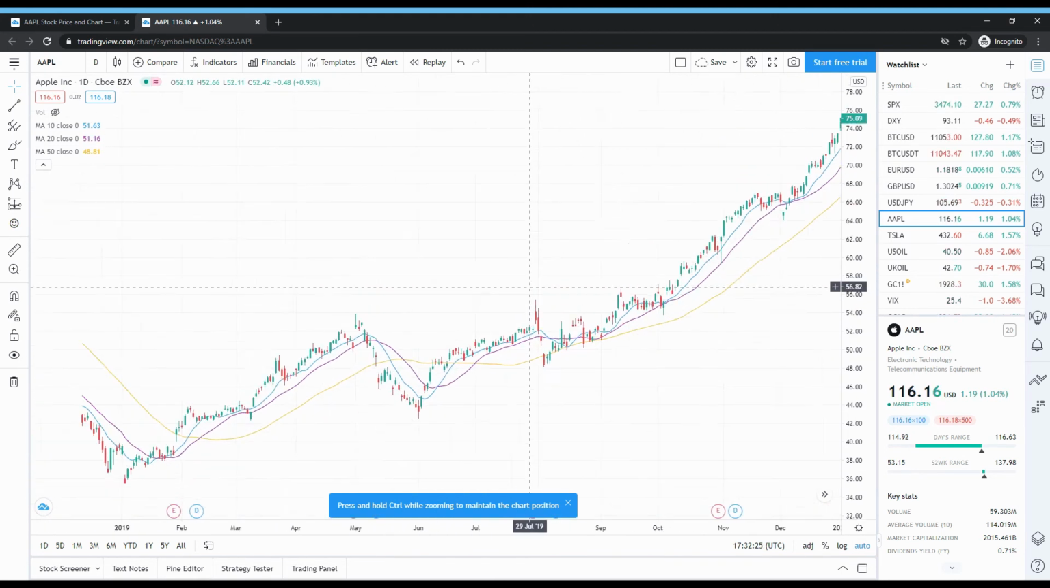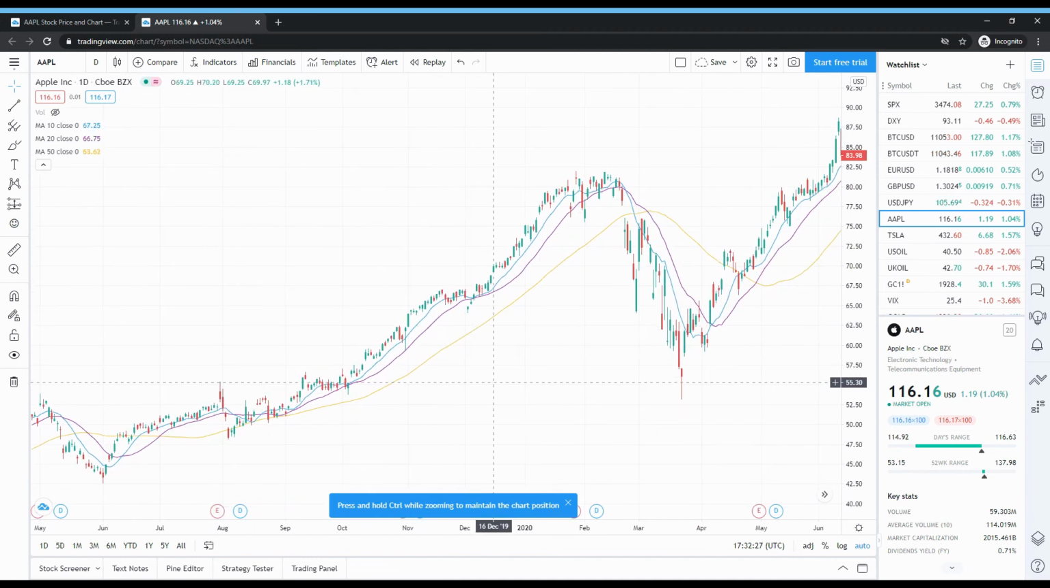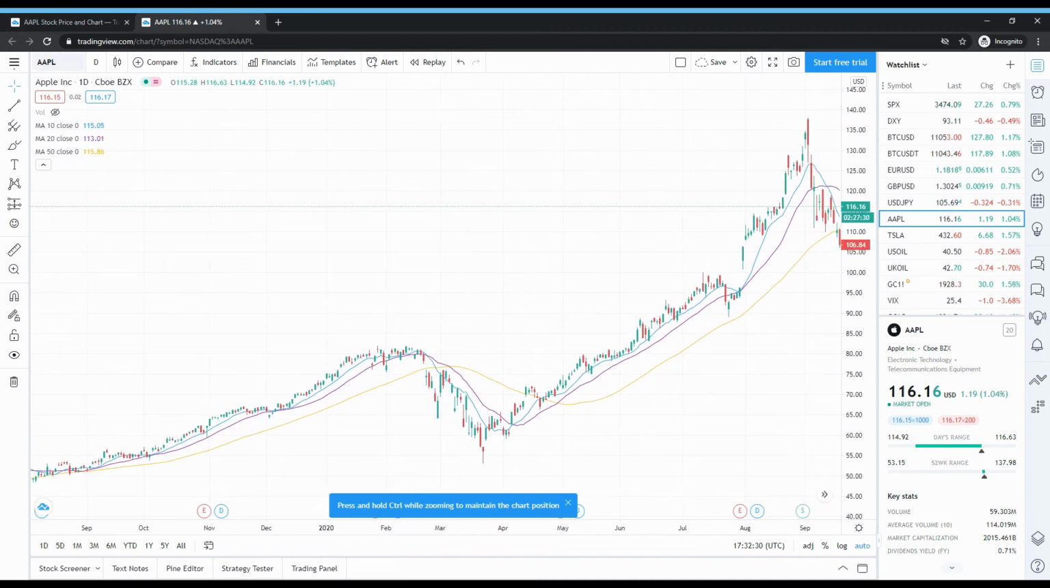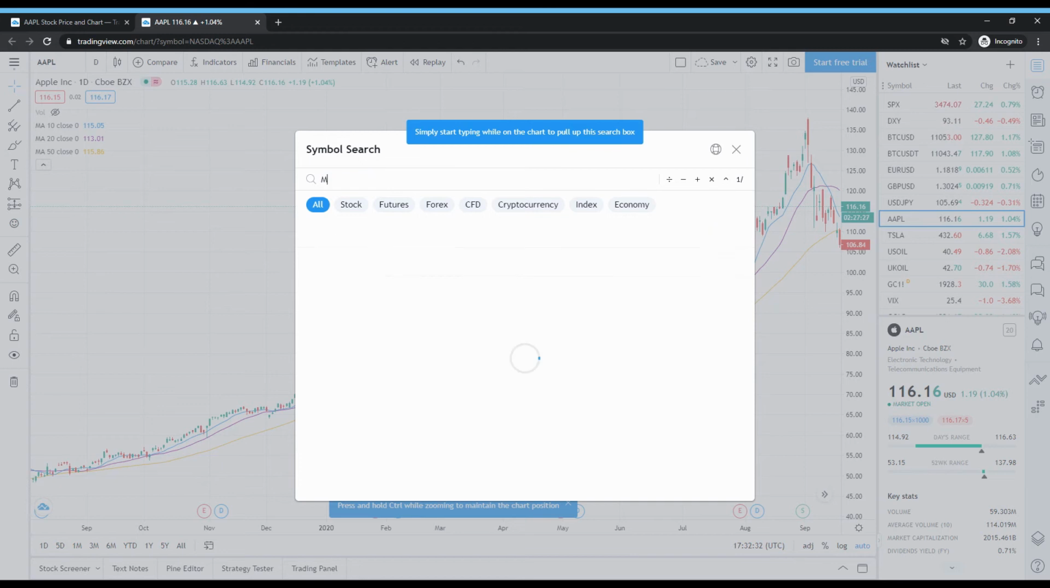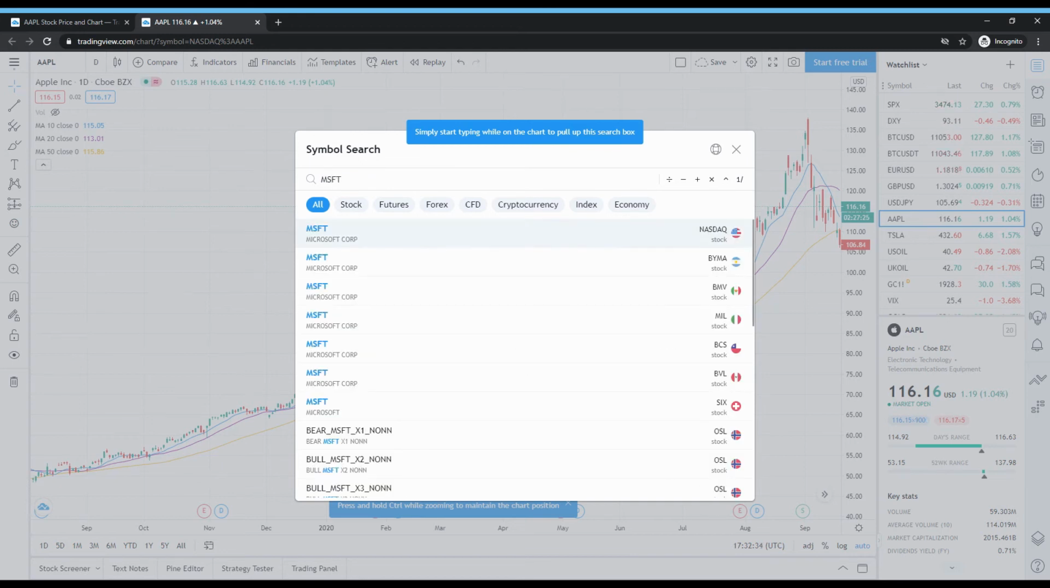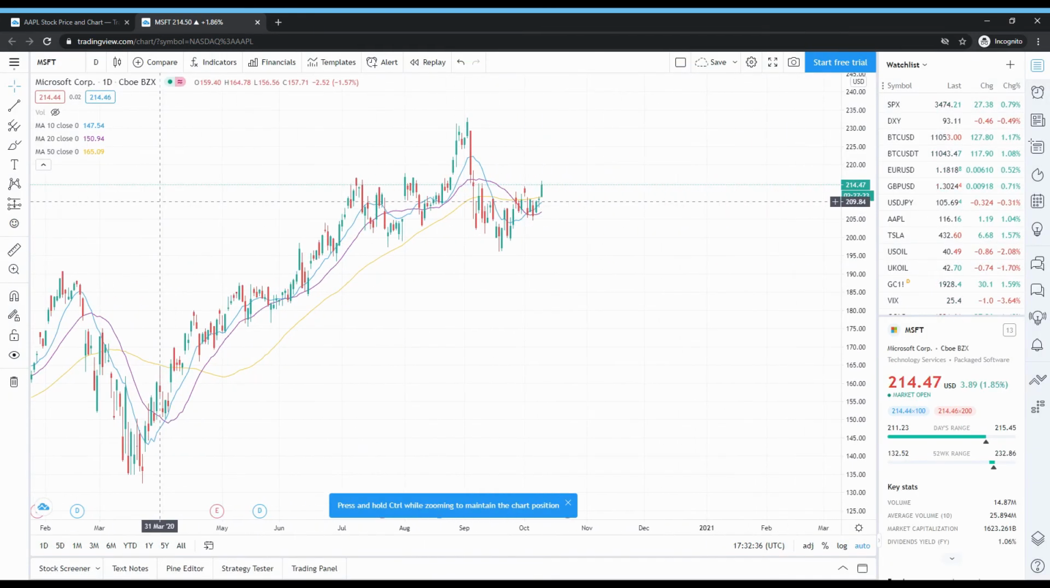That's it for moving averages. Maybe we can take a look into another stock also. Let's take a look into the Microsoft stocks. The concept is similar no matter what company you select.